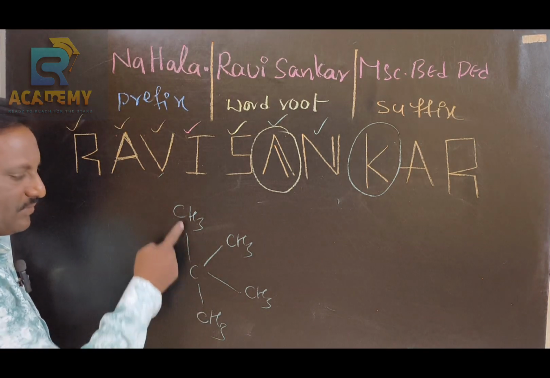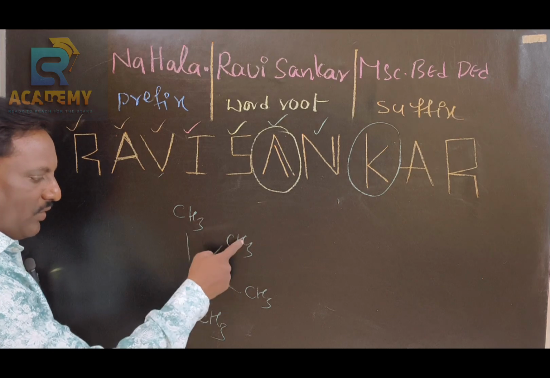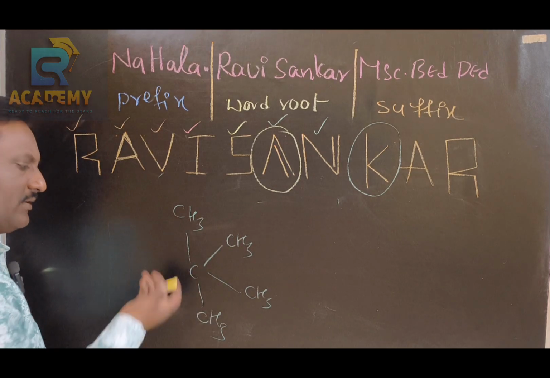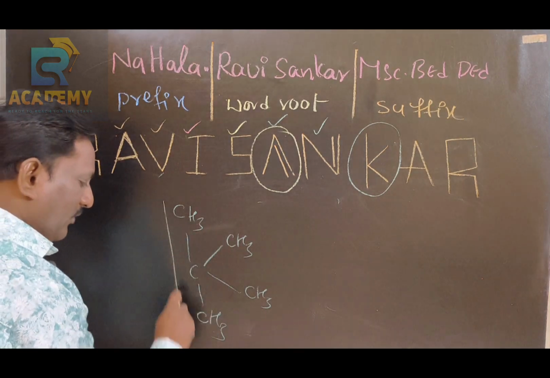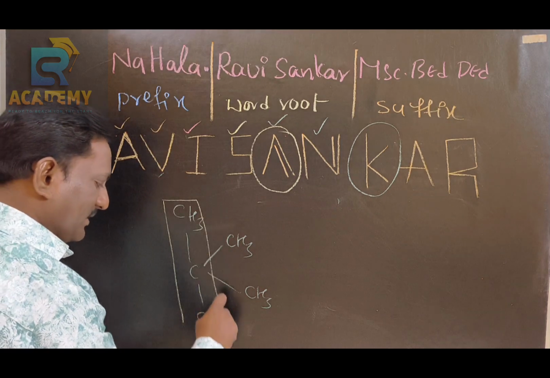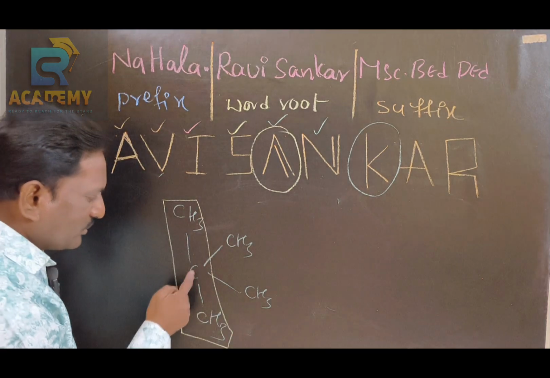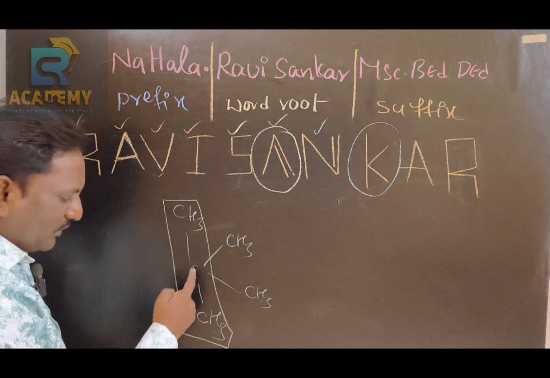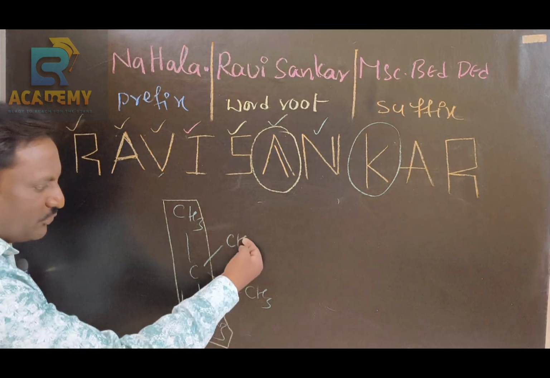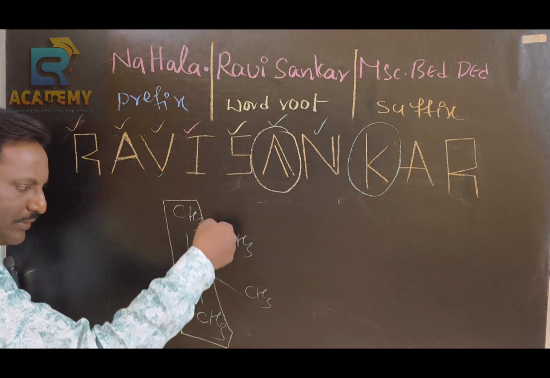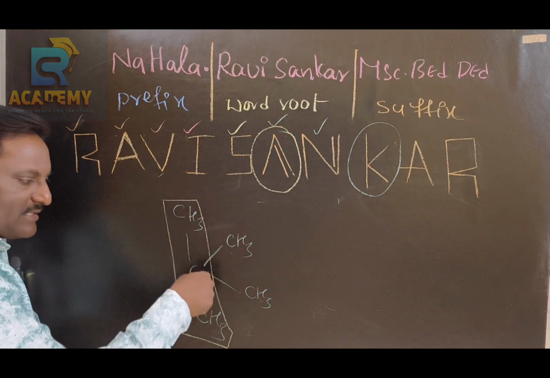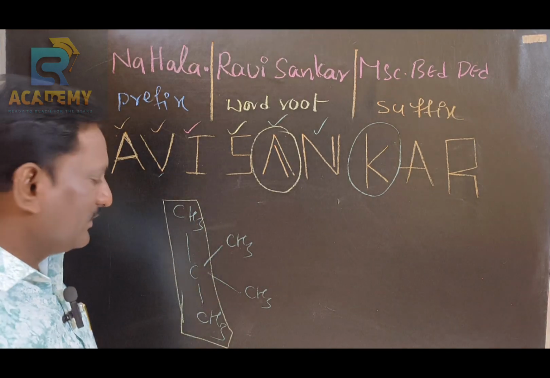1, 2, 3. But you can select any one. I would like to select this one as the parent chain. That's up to you, not a problem. Only three carbon atoms are there. Those carbon atoms not included in the parent chain are considered as branches. Two methyl groups are there.